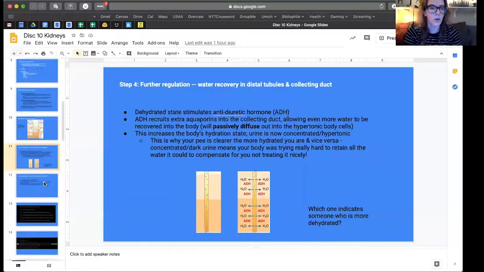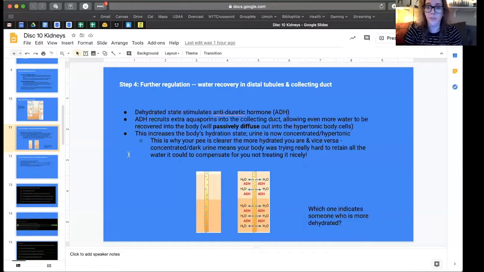So next step is further water recovery in cases where we need it. This part is taking place in the distal tubules and collecting duct, which occurs right after the loop of Henle. And so this is another example of regulation. When we are in a dehydrated state, we're going to naturally produce antidiuretic hormone, also called ADH. And what ADH does is it recruits extra aquaporins into the collecting duct itself. So we can see that there are going to be more aquaporins on these edges when we have this ADH recruiting them, allowing water to flow out and be reclaimed into the bloodstream.